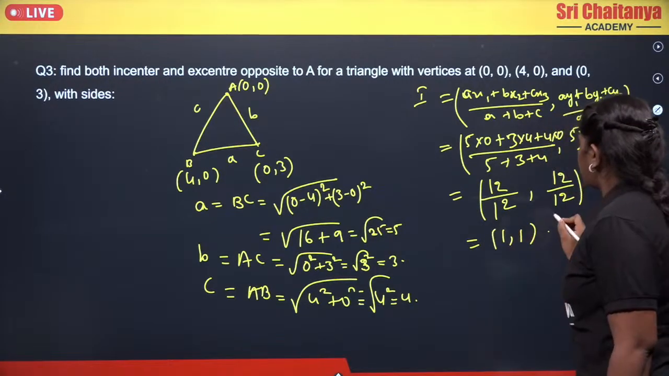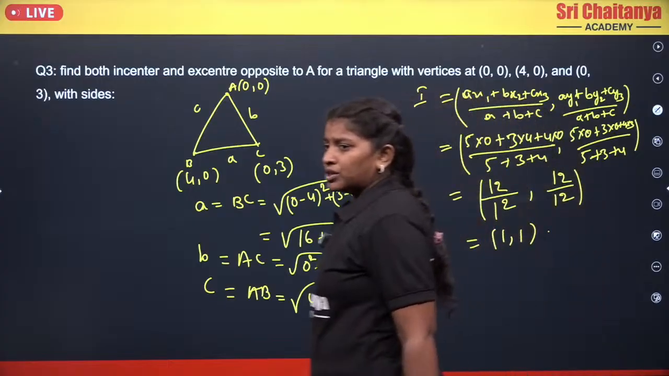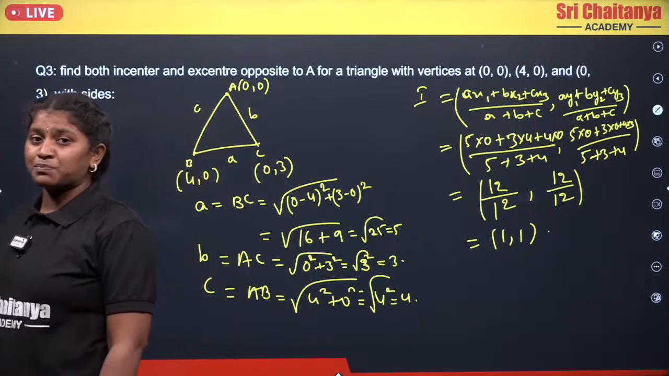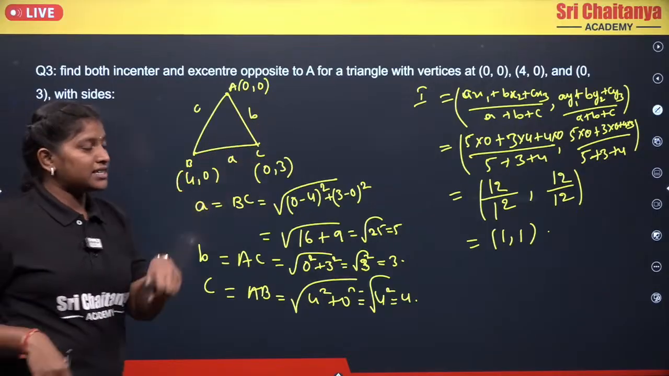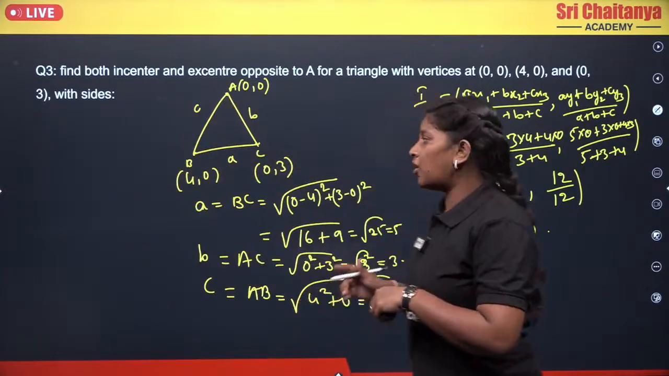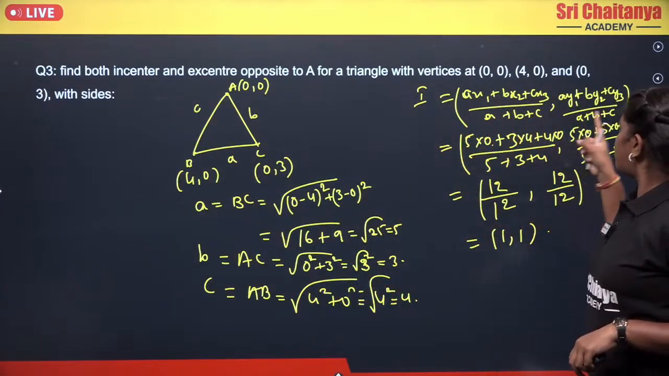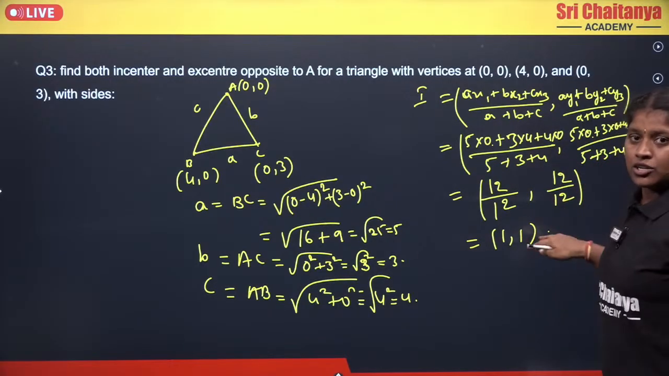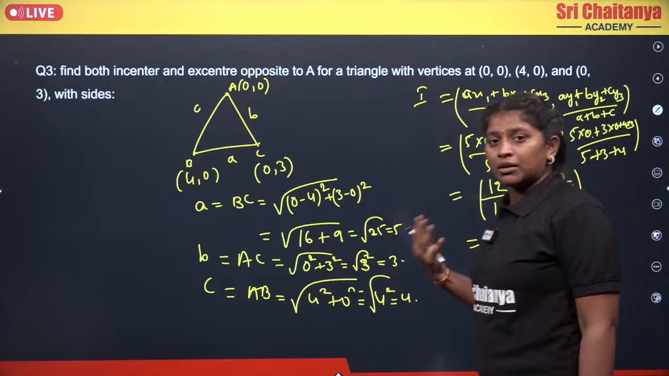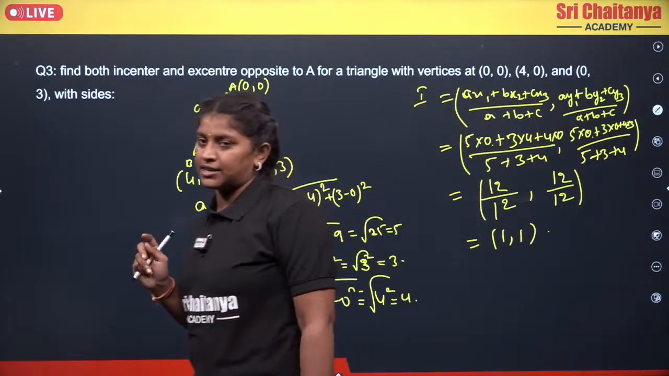So what is the incenter? (1, 1). Now they are asking us to find the excenter with respect to A. With respect to A means instead of plus a, we are going to take minus a. If you take minus a also, both x1 and y1 are 0 and 0, so there will be no change. So we will have (1, 1) as both the incenter and the excenter.